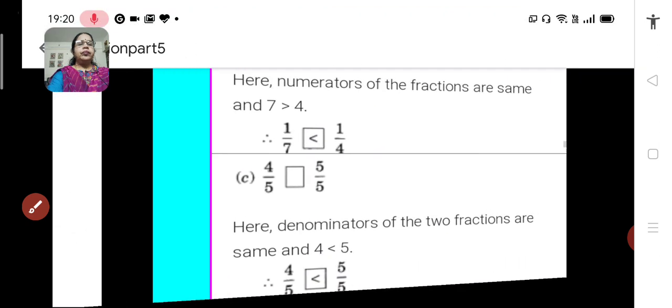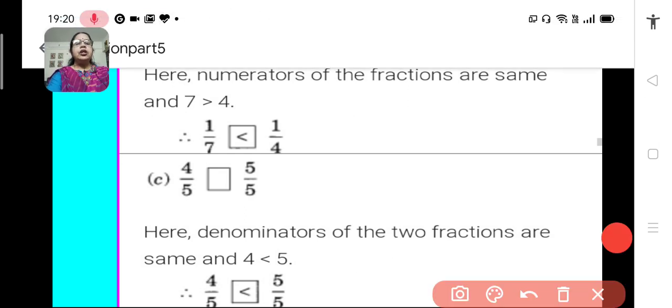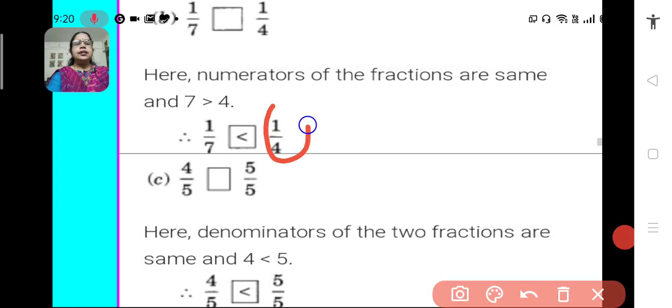Next one, 1 upon 7 and 1 upon 4. Here we have the fractions with the same numerators. That means we have to compare the denominators, and the fraction with the lesser denominator will be the greater one. That means the fraction 1 upon 4 is greater than 1 upon 7.